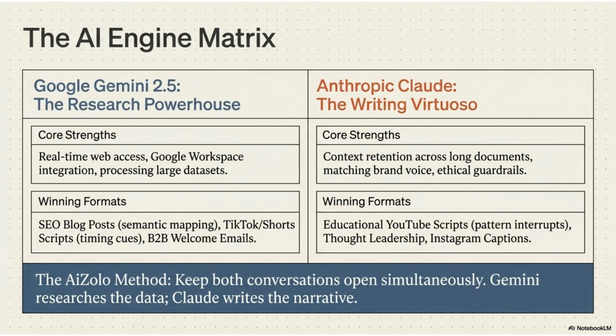The AI engine matrix highlights different strengths. Google Gemini 2.5 is the research powerhouse, excelling at data processing. Anthropic Claude is the writing virtuoso, focusing on context retention and ethical guardrails. Use the AI Zolo method: Gemini for data research, Claude for narrative writing.